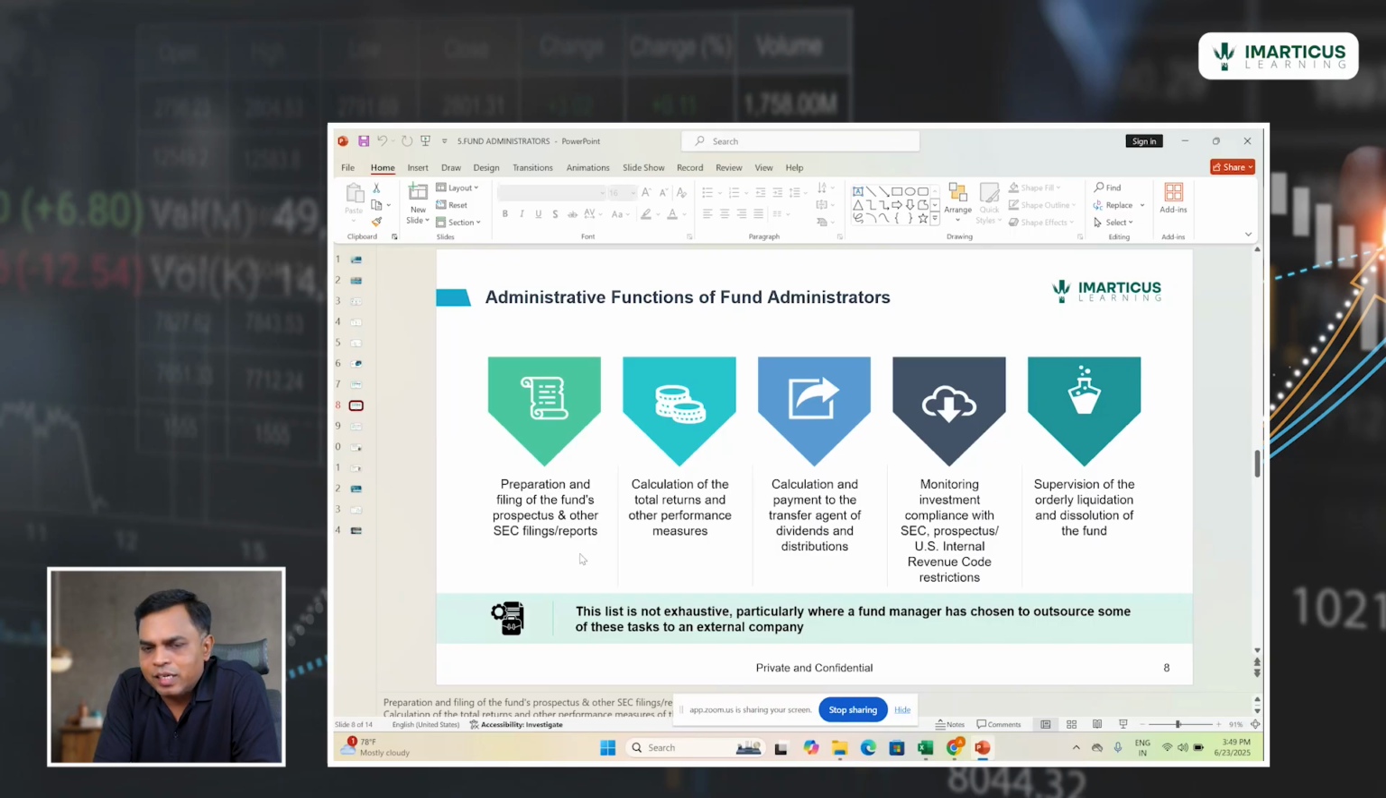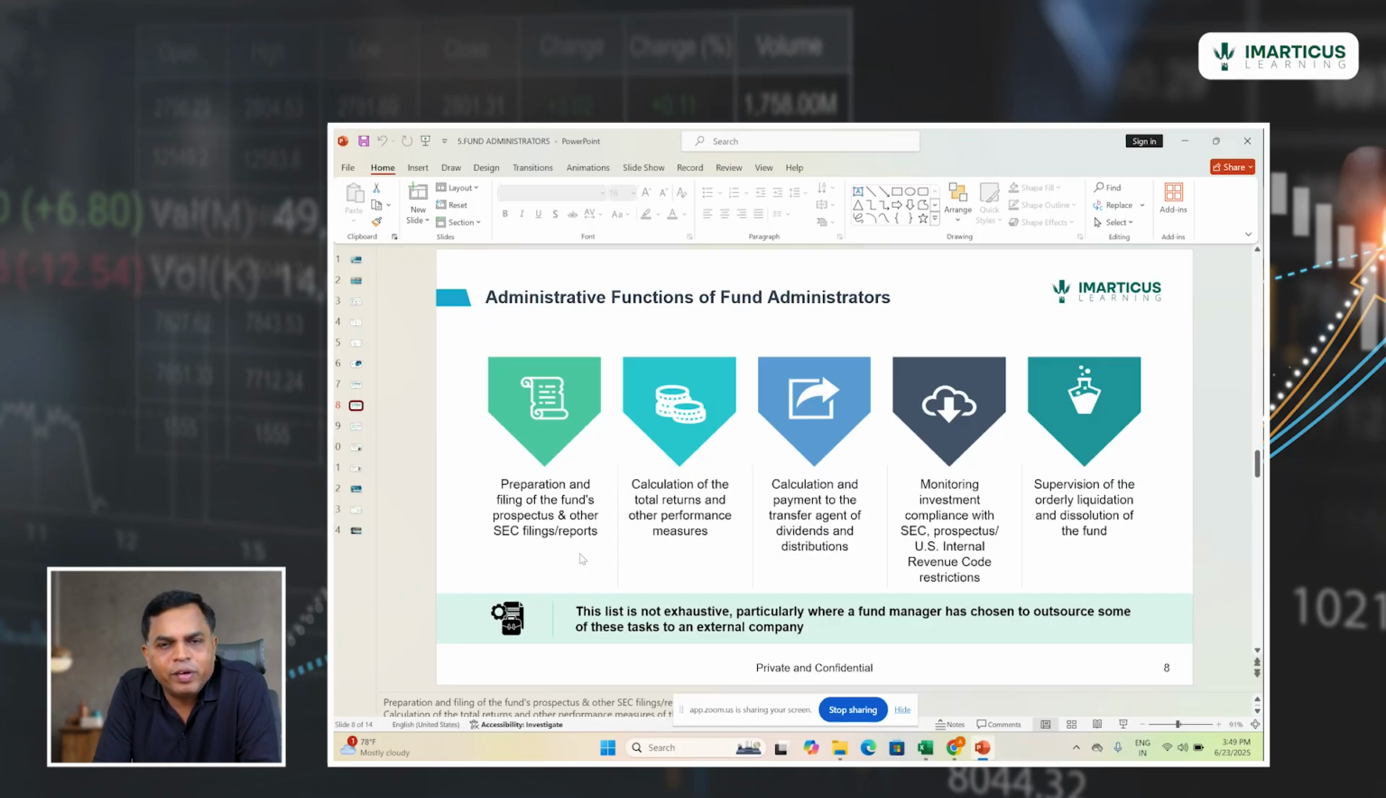Now, some of the other things they do. One, preparation and filing of the fund's prospectus and other filings. There is a variety of regulatory reports which are required. For example, in the US, the SEC requires some important filings which need to be done by the funds. The fund administrator ensures that all these mandatory or regulatory filings are filed with the regulators on a timely and periodic basis. The fund administration is also responsible for tracking the fund performance.